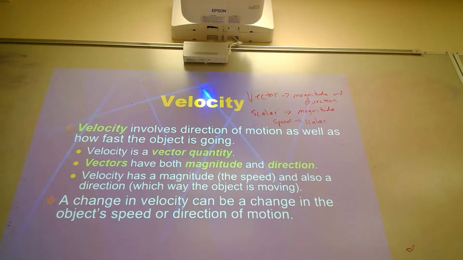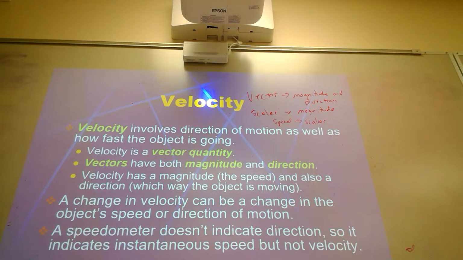A change in velocity can be a change in the object's speed or direction of motion. A speedometer doesn't indicate direction, so it indicates instantaneous speed but not velocity. Okay, you should write that down. A change in velocity can be a change in the object's speed or direction of motion. So if something is moving and it changes either one, it changes velocity.